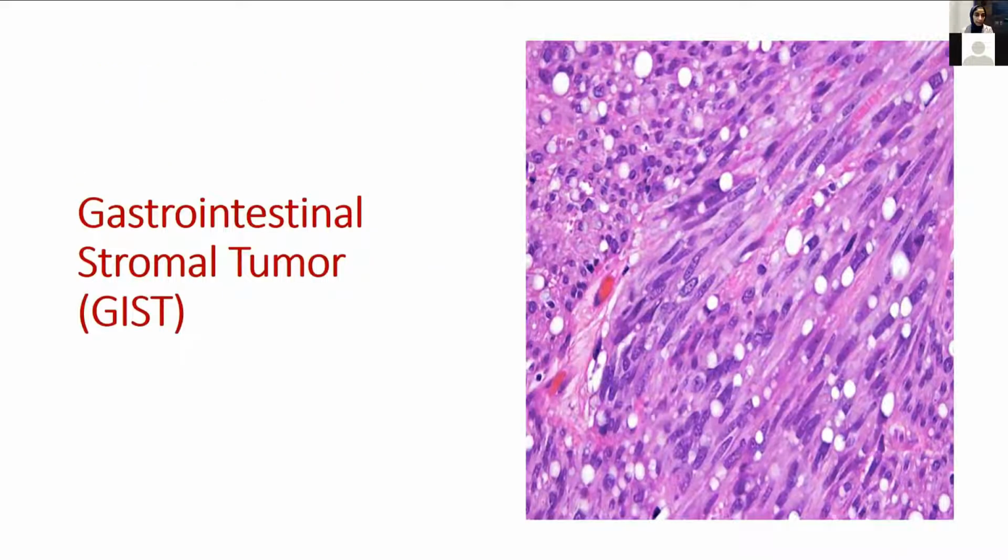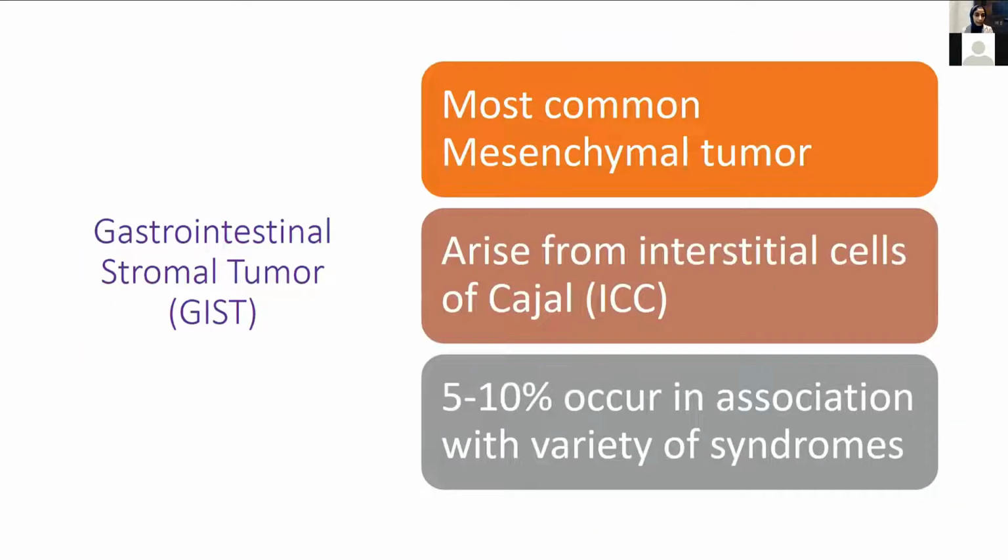Okay, shifting gears now and moving to gastrointestinal stromal tumors. Gastrointestinal stromal tumors are the most common mesenchymal tumor in the GI tract. It arises from interstitial cells of Cajal. Most of the cases arise sporadically, but 5 to 10% occur in association with a variety of syndromes.